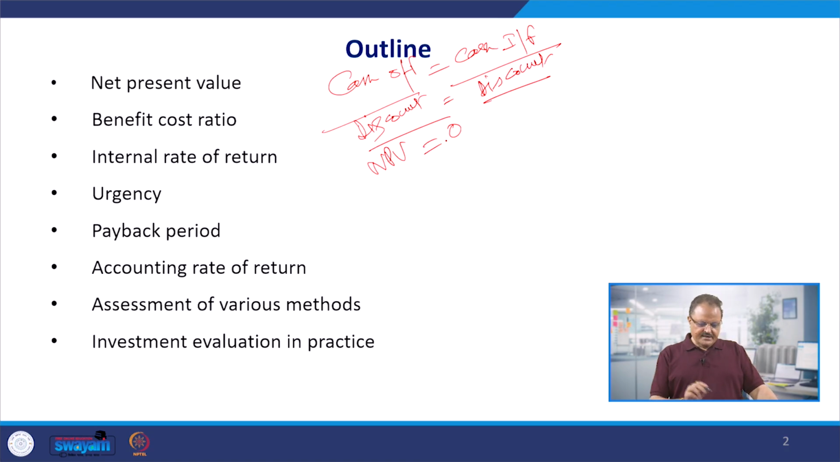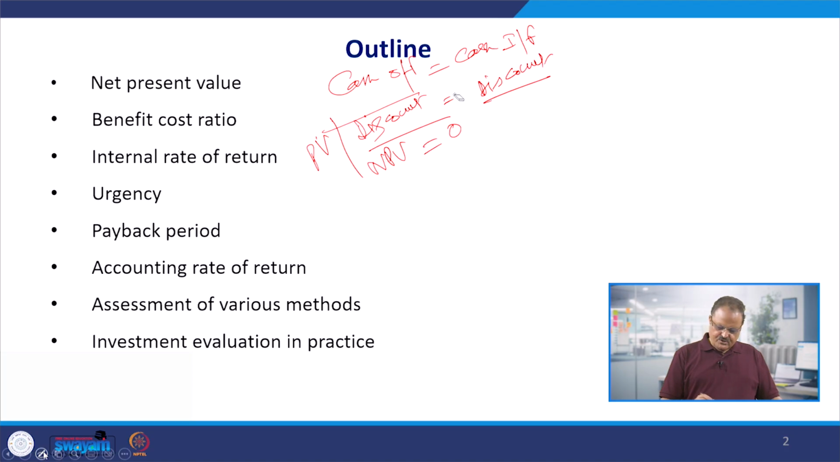It means your discounted value, or the present value, you may call it the present value or the discounted value. So the present value or discounted value of the cash outflow has to be equal to the present value or discounted value of the cash inflow. In this situation, your net present value of that investment would be 0, and this is the minimum investment requirement.